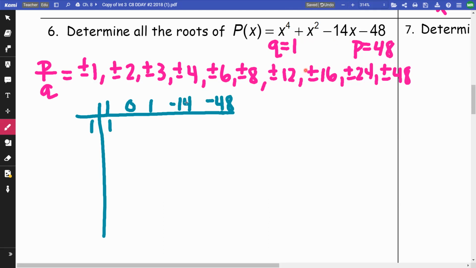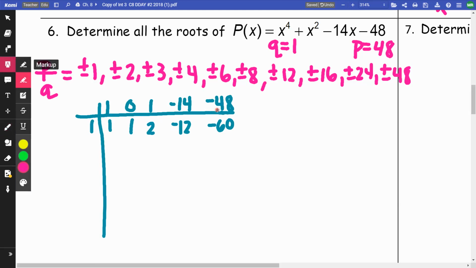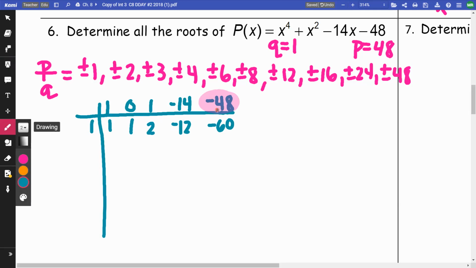Okay, bring down my 1. 1 times 1 is 1. I add it, I get 1. 1 times 1 is 1. I add it, I get 2. 2 times 1 is 2. I add it, I get a negative 12. Negative 12 times 1 is a negative 12. I add it, I get a negative 60. Okay, getting a little further. So I started at my 0 being at 48 below the x-axis, but I'm still below the x-axis. I'm still moving that direction.